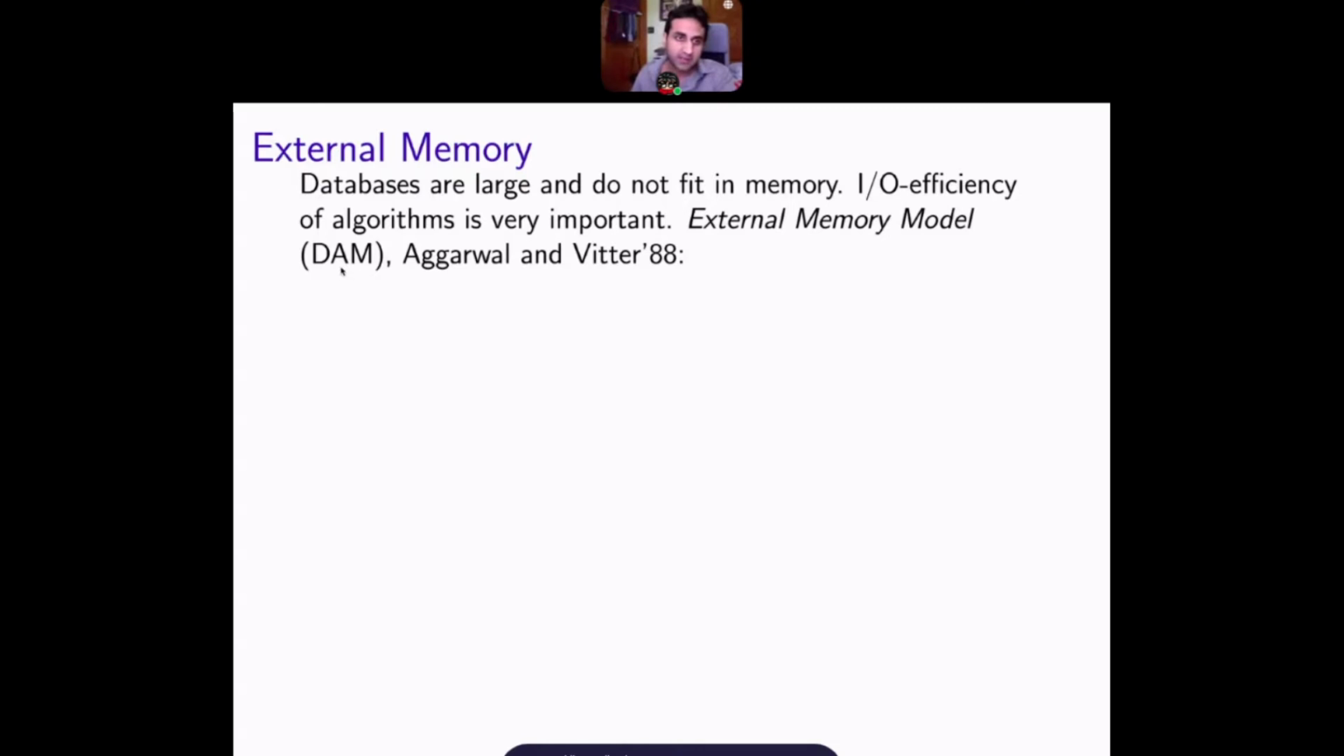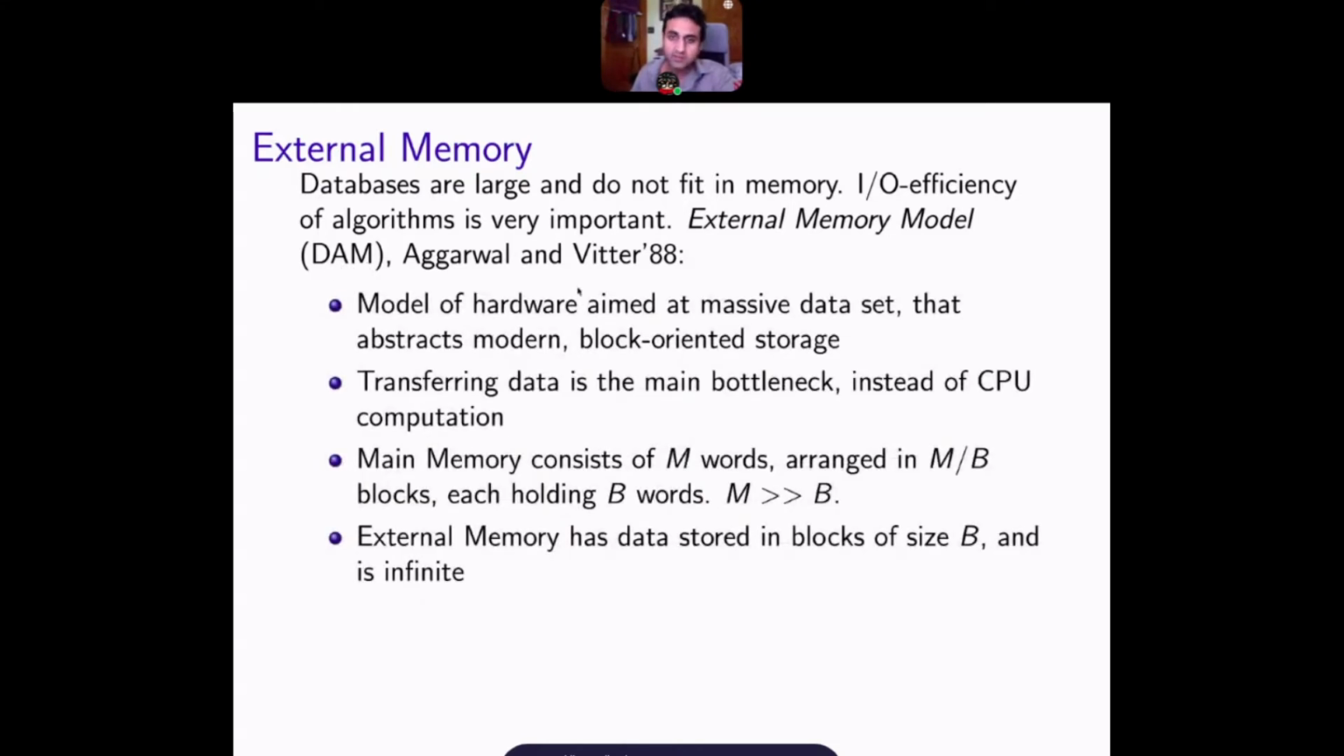It's also called the DAM model, for disk access model. It's a model of hardware aimed at massive data sets. Basically, CPU computation is free, and transferring data from your external storage to your main memory is the main bottleneck. In this model, your main memory has size M. Think of it as an array of M length, and this array is arranged in M over B blocks, and each block holds B words. So in the external memory model, we have these two parameters, M and B.